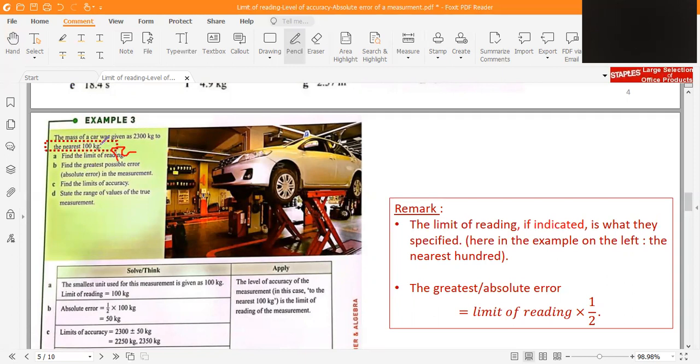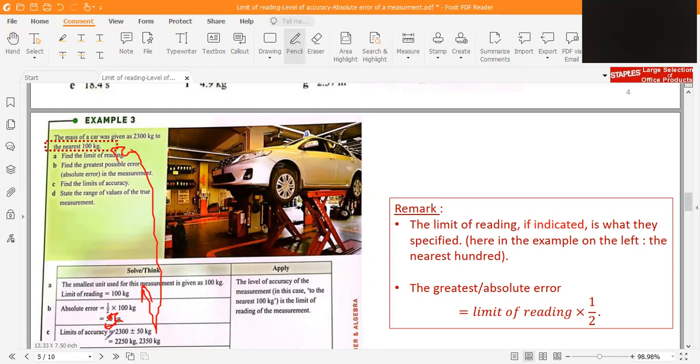Using the nearest 100 kilograms. In this given, they specified and indicated the limit of reading as 100 kilograms. Based on this limit of reading, we can find the greatest possible error. It is half of the limit, so 50 kilograms, and we can add and subtract to obtain the lower limit of accuracy and the upper limit of accuracy, subtracting and adding respectively.